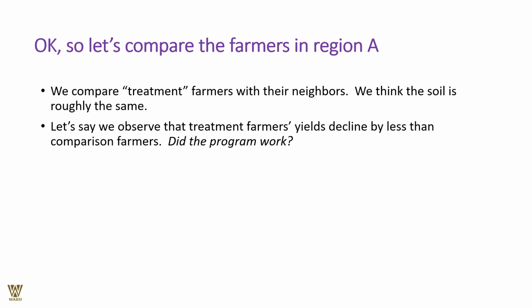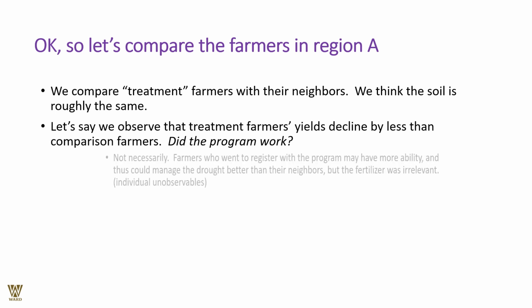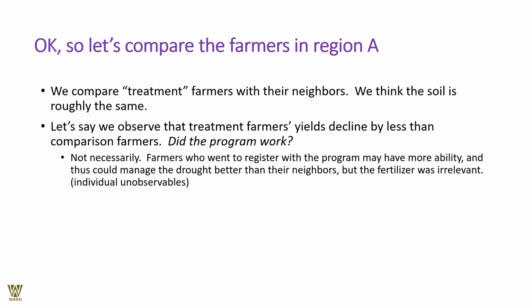When we compare treatment farmers with their neighbors, and assume the soil is more or less the same, that is absolutely inaccurate and not fair at all. Let's say we observe the treatment farmers' yields decline by less than the comparison farmers'. Did this program work? Again, the answer is not necessarily. Farmers who went to register with the program may have more ability. They could probably manage the drought better. They could probably irrigate their fields, but the fertilizer was irrelevant, and the difference is an individual unobservable.